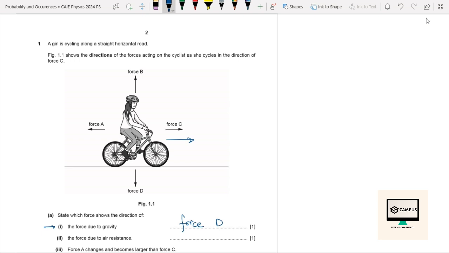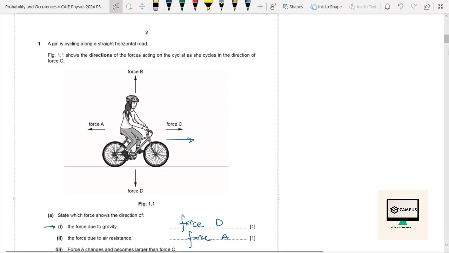The force due to air resistance. So it is quite obvious that when you are moving in the rightward direction, the force due to air resistance would be the one opposing it. And so force A would be the force due to air resistance, right? As she's moving rightwards, and we have been given four forces. Out of these four, force A is the force due to air resistance.